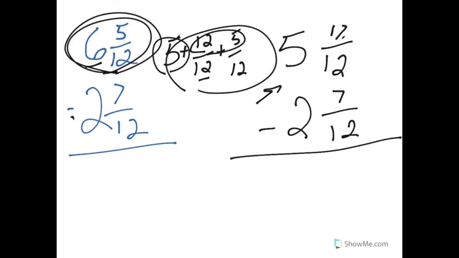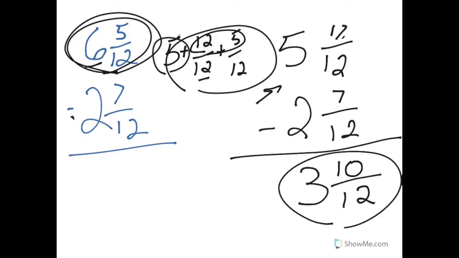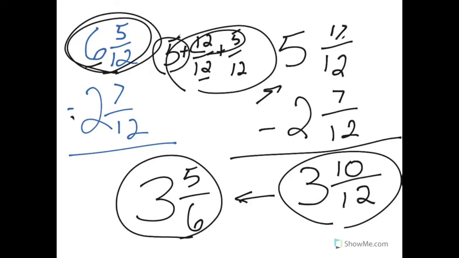Okay, 17 minus 7 is 10. Denominator stays the same. 5 minus 2 is 3. We have 3 and 10/12. Now, I know that 10 and 12 are both divisible by 2, so I can write this in simplest form. 10 divided by 2 is 5, 12 divided by 2 is 6. So 3 and 10/12, or 3 and 5/6.